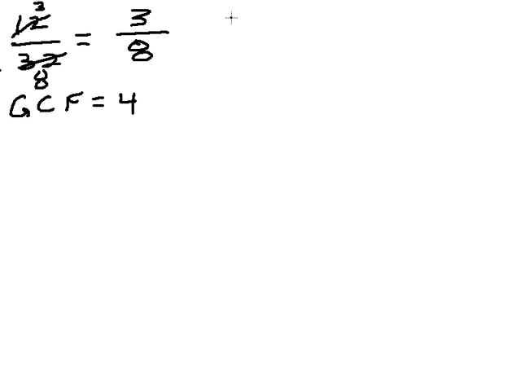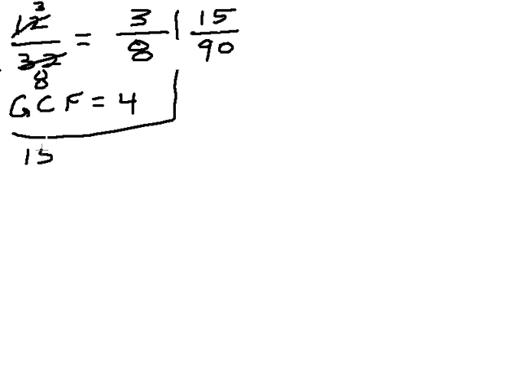Let's try that with another fraction. Okay. Put that aside. And we're going to try it with 15 over 90. So we got to find our factor trees. 15 is 3 times 5. 3 is 3 times 1, so it's prime. 5 is 5 times 1, so it's prime.